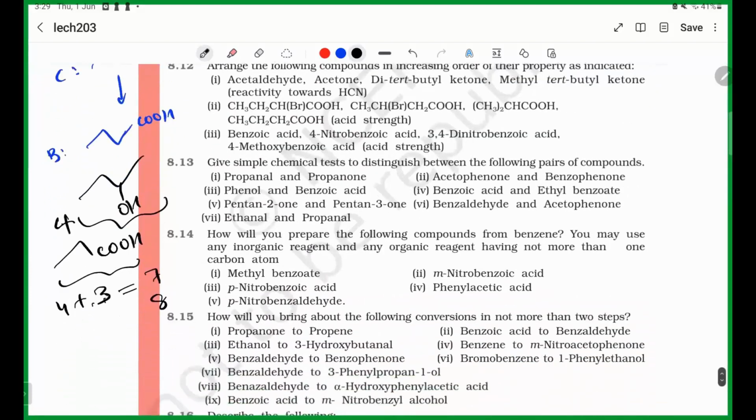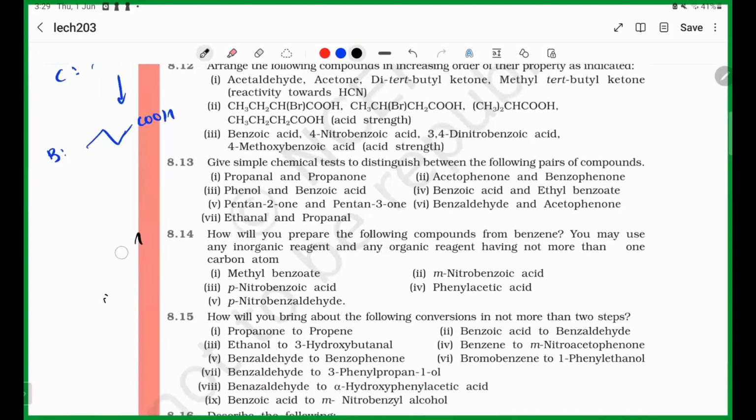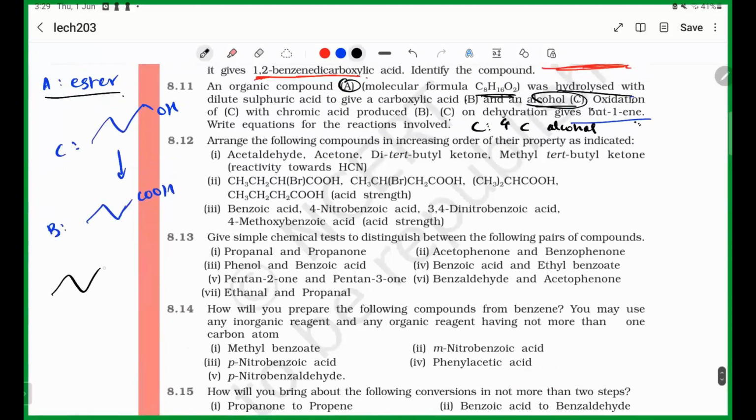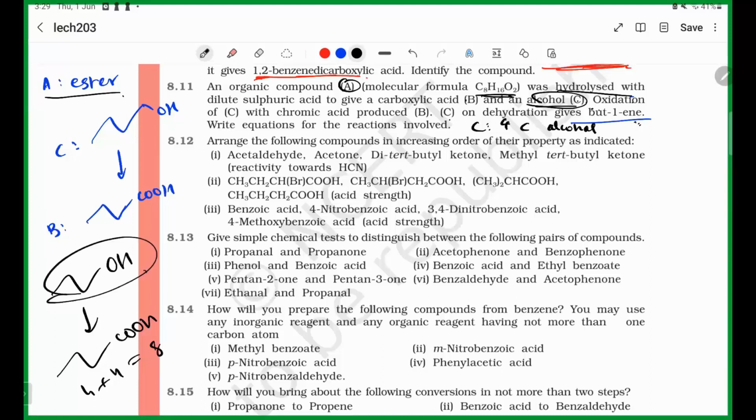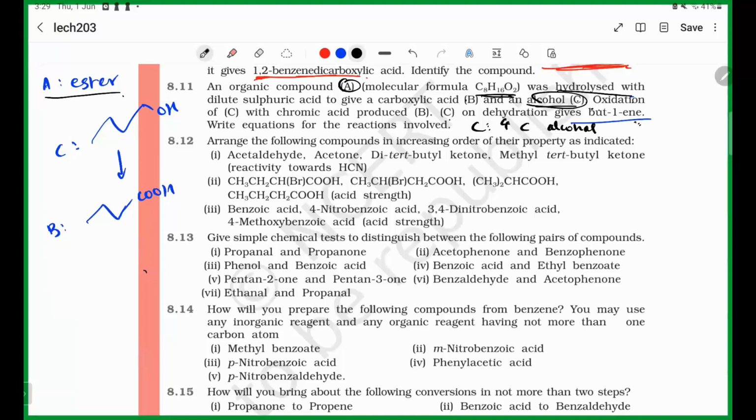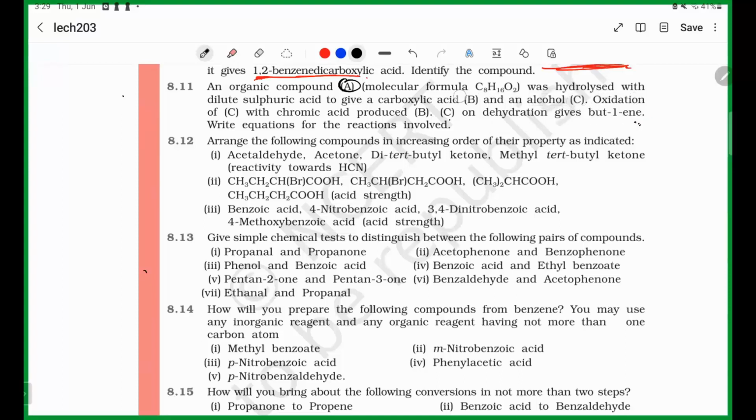So this is not possible, which means this alcohol must be primary. Only if this alcohol is primary will you get a 4-carbon carboxylic acid. Then 4 plus 4 is 8 carbon atoms, which finally makes sense with the molecular formula of the ester. So you can find the structure of the alcohol, therefore you can find the structure of the acid, because it's just the oxidation of the alcohol. So therefore you can find the structure of the ester. That is the way you solve it.